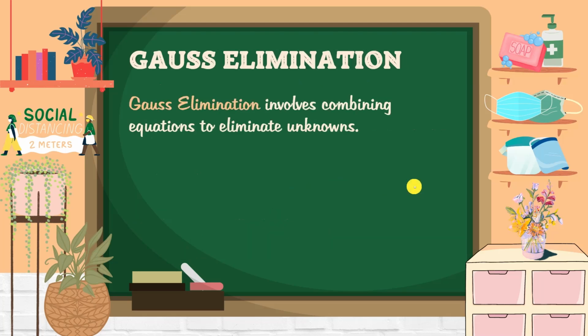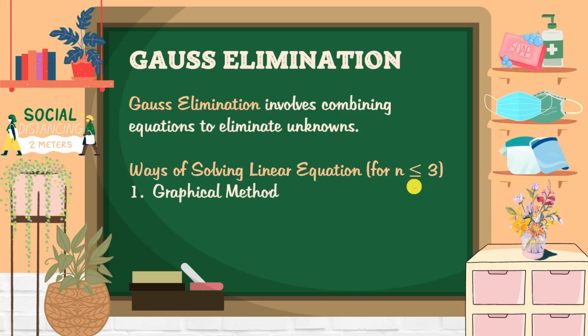Gauss elimination involves combining equations to eliminate unknowns. Although it is one of the earliest methods of solving simultaneous equations, it remains among the most important algorithms in use today and is the basis for linear equation solving on many popular software packages. There are ways of solving linear equations wherein n is less than or equal to 3, meaning that we are solving small numbers of equations. One will be the graphical method, two is the Cramer's rule, three is the method of elimination.